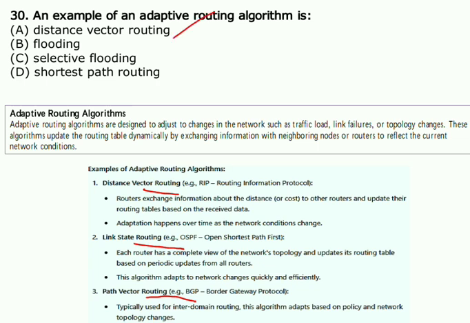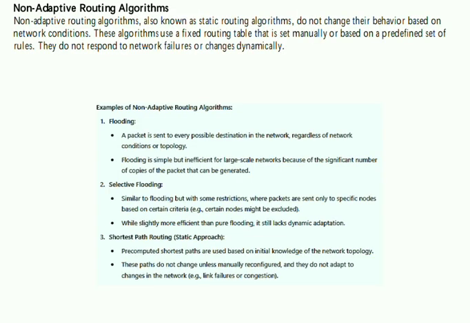So let us know something about non-adaptive routing algorithm also. The non-adaptive routing algorithm is also known as static routing algorithm because they do not change their behavior based on the network conditions. The routing table will be fixed and it will be set manually based on some set of rules. So here it doesn't respond to any network failures or changes dynamically. For example, flooding, selective flooding, shortest path routing. So these are all the non-adaptive routing algorithms.